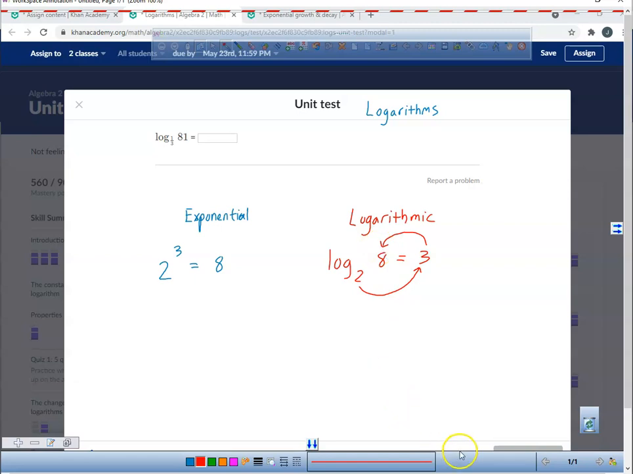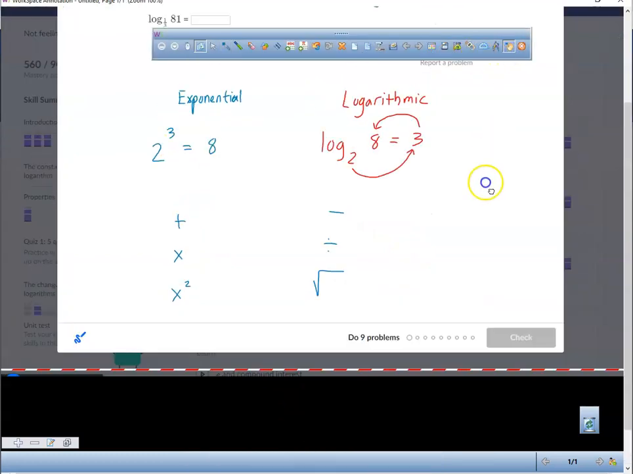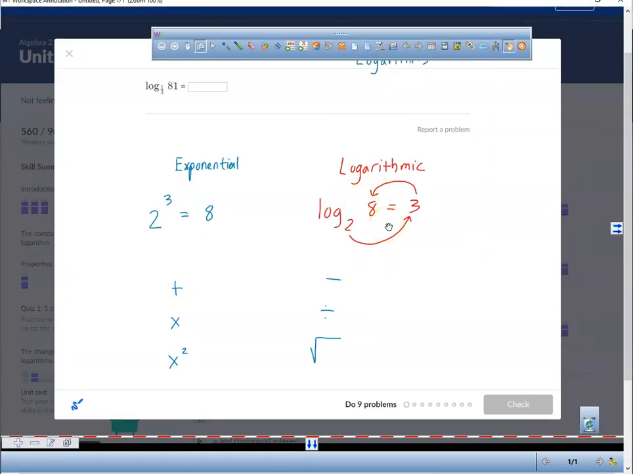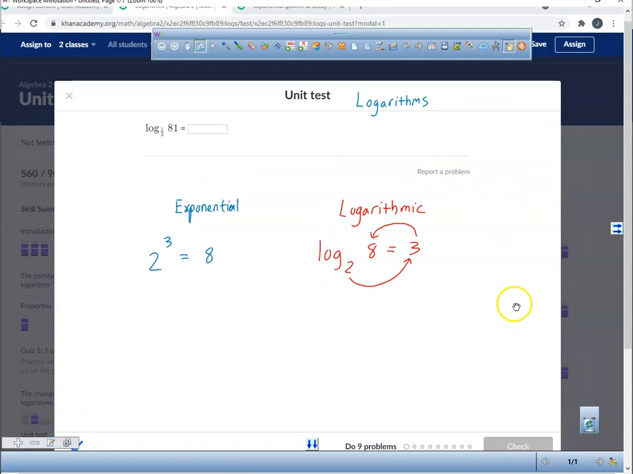So what is the reverse operation of addition? Subtraction. What's the reverse operation of multiplication? Division. What's the reverse operation of squaring something? Taking the square root. So what's the reverse operation of exponential functions? Logarithmic functions. That's what I want you to understand. Why is it there? It's to help you solve exponential problems and work your way backwards. Okay? So we're going to be doing that today. Hopefully you have a better understanding of why it is there than you did yesterday.